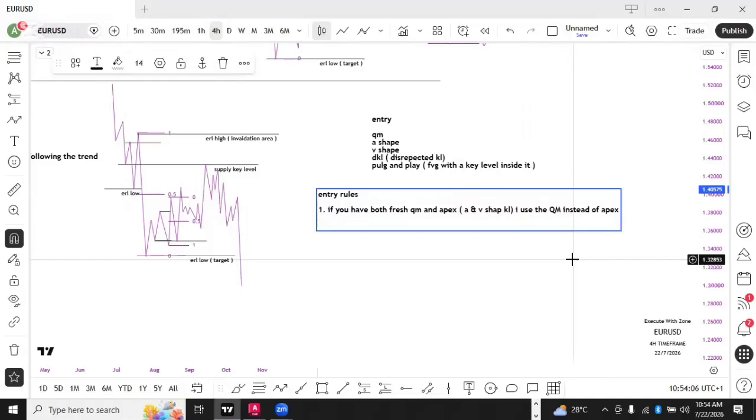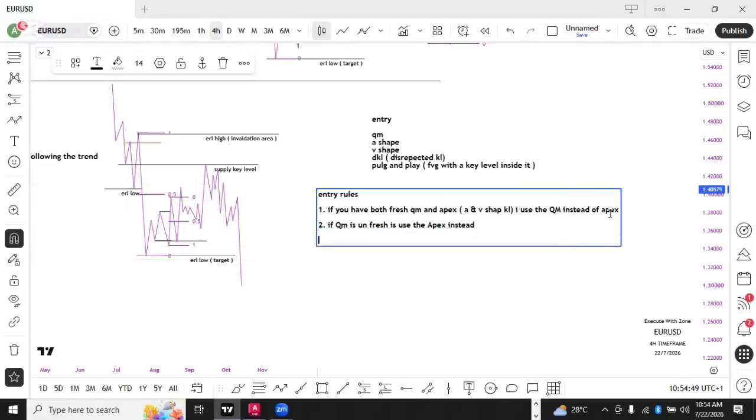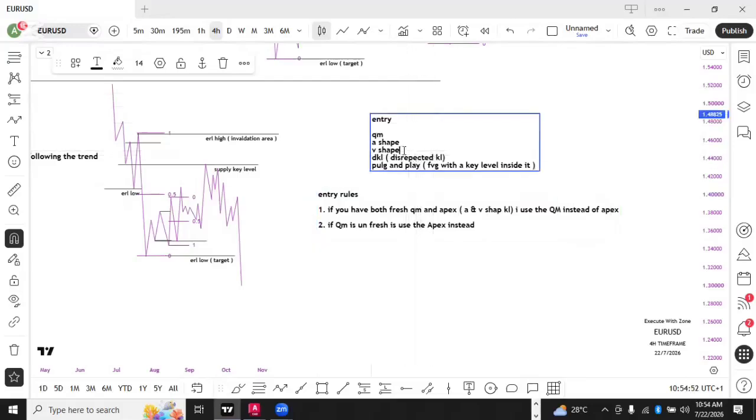By now you should understand what fresh and unfresh key level is, so I don't want to start explaining that. There are some things I don't want to explain, but it's something you can study on your own. Two, if QM is unfresh, I use the apex instead. Okay, these two, OCL is part of it.